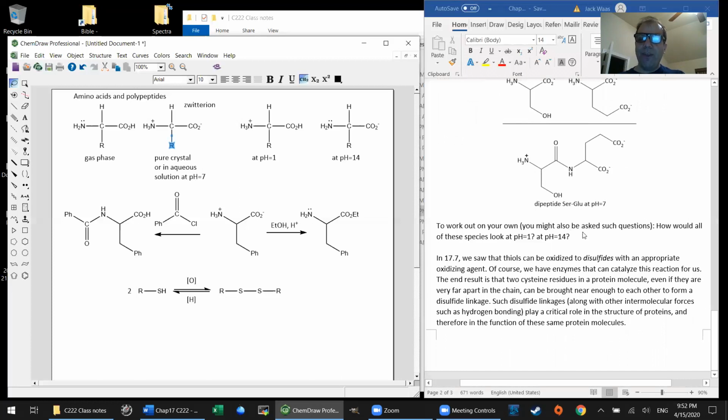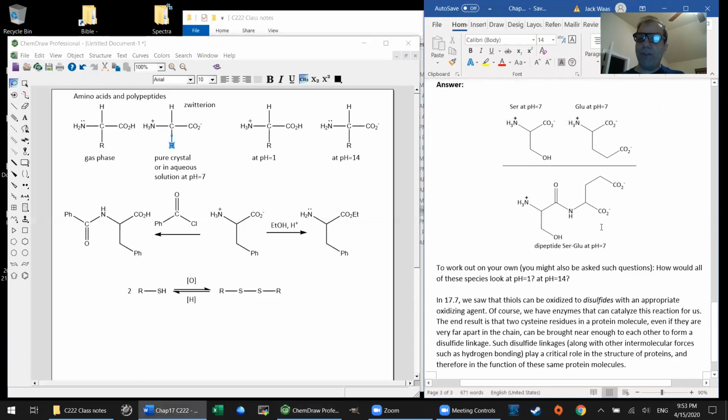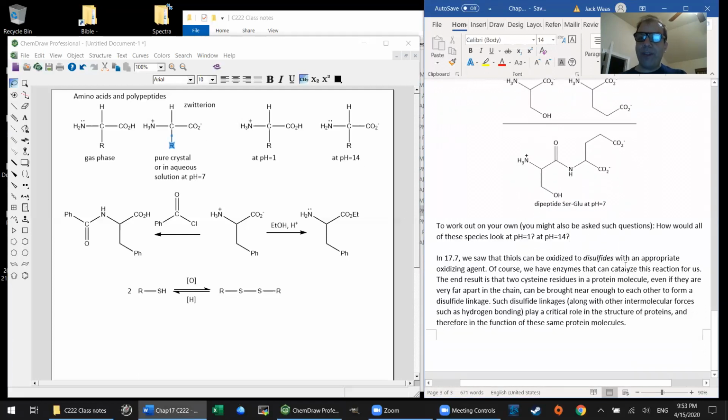And I even gave you a little problem to work out. What would all of these three molecules look like at pH 1? What would they look like at pH 14? So you might want to go over some of our information over here.